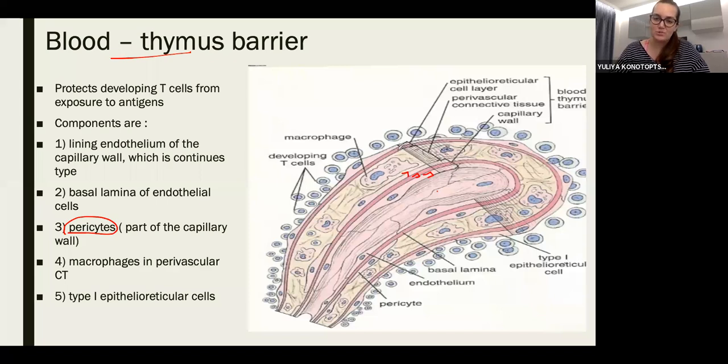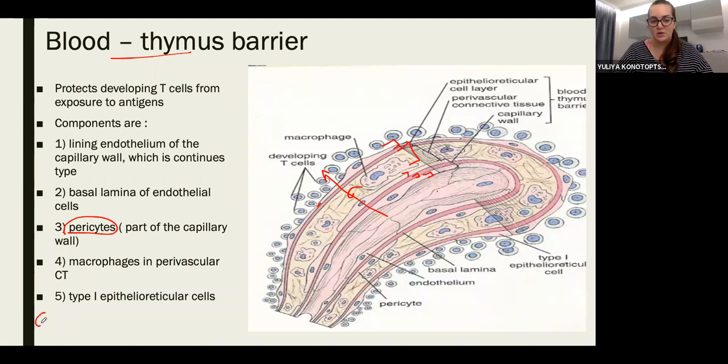Outside of the pericytes, we have perivascular connective tissue, which possesses macrophages. Those macrophages are the most important part of the blood-thymus barrier, right? So they are the ones which will be actively phagocytosing any pathogen which is trying to get into your developing T lymphocytes. Next layer is the type 1 epithelial reticular cells. Don't forget, they also have junctions, the same as your endothelial cells. They also have a barrier, right? So a tight junction. So very difficult to squeeze it out.